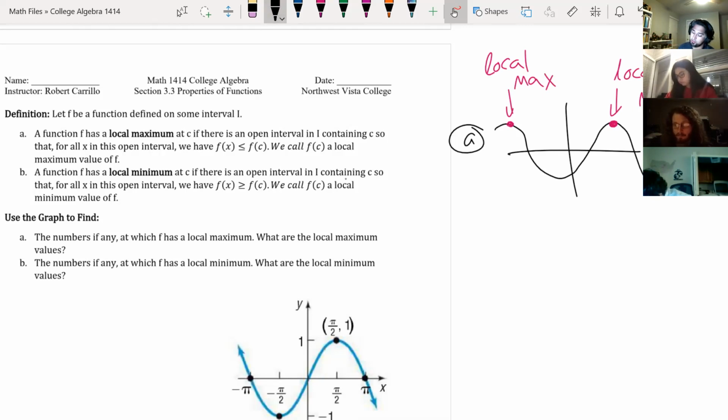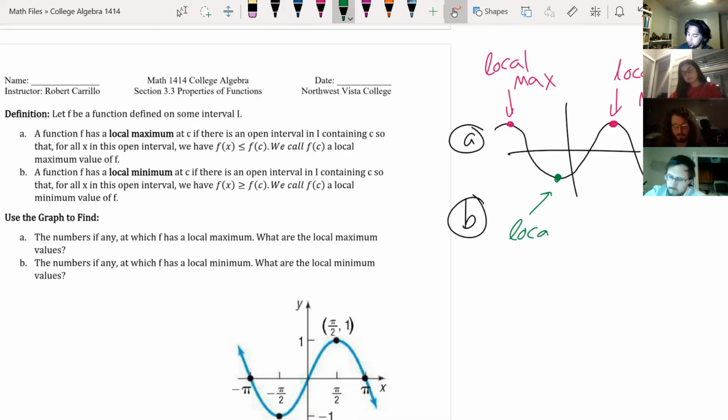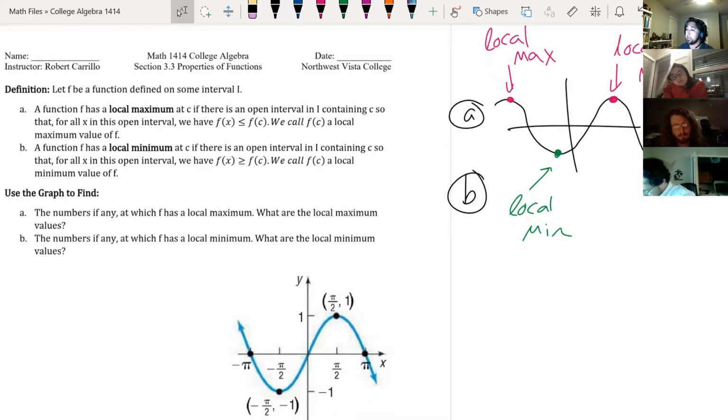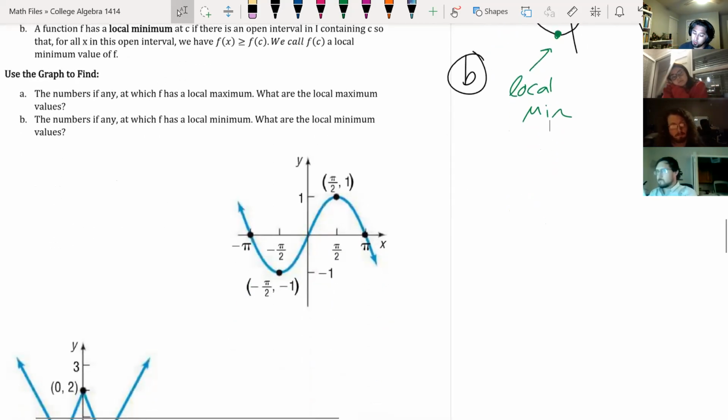And then B would be for a local minimum. So I guess I can even include B on this one. Our local minimum would be a low point on a graph. Local minimum. And this would also be where your graph would change direction. So that's all it is. Local maximums, local minimums. And now looking at the graph below, all we want to know is if we have a local max or a local minimum, where they are.